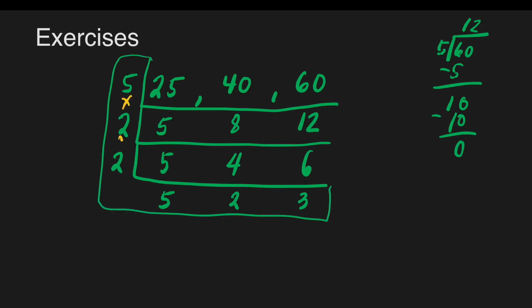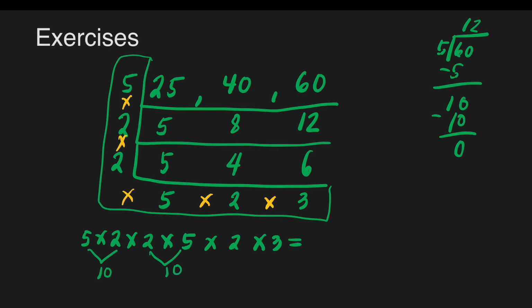We will put multiplication signs in between these numbers. You can rewrite the numbers here to have more space for solving. 5 times 2 times 2 times 5 times 2 times 3. 5 times 2 is 10, 2 times 5 is 10, 2 times 3 is 6. So it's easier to multiply that way. Then we can multiply 10 times 10 times 6. So 10 times 10 is 100. 100 times 6 is equal to 600. Our LCM for 25, 40, and 60 is equal to 600.